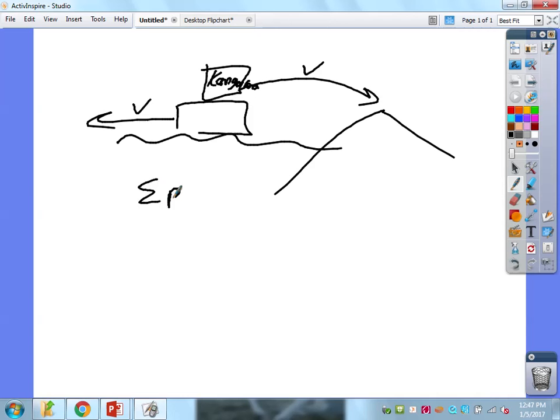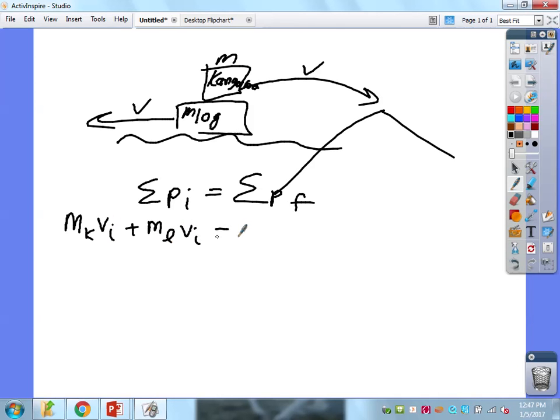Well, let's look at this. Initial momentum, final momentum. Well, I only have 2 objects. I have the log mass and I have the kangaroo mass. And so what I can do here is, this is the mass of the kangaroo times its initial velocity plus the mass of the log times its initial velocity, which will equal the mass of the kangaroo times its final velocity plus the mass of the log times its final velocity.